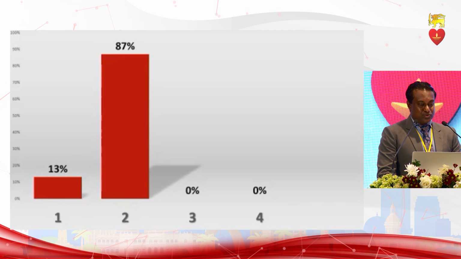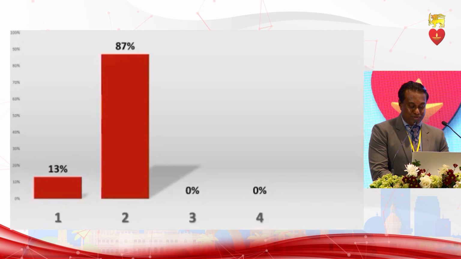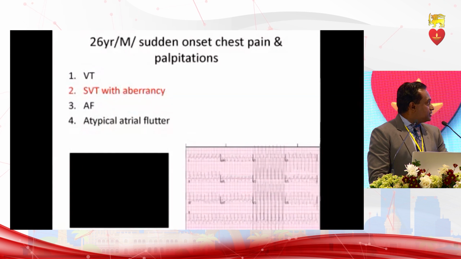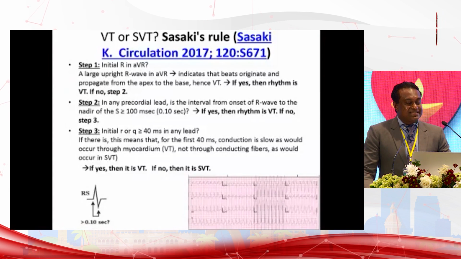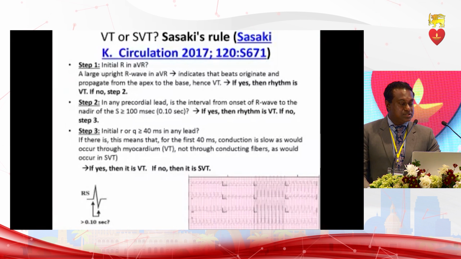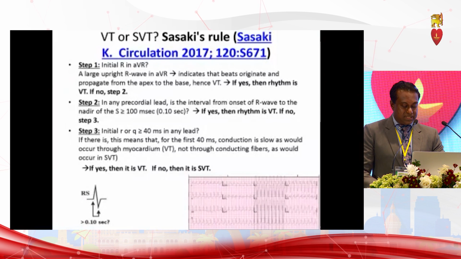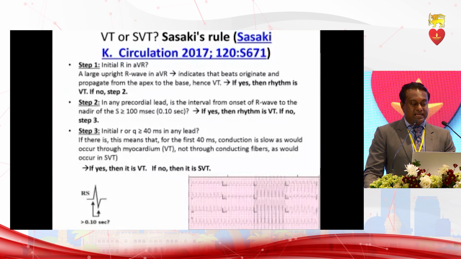Okay. So the answers that we got are excellent actually. It's an SVT with aberrancy. Virtually everybody has got it correct. But I'd like to tell you about Sasaki's rule anyway. Number 1 is whether there's an initial positive R in AVR. AVR is one of the forgotten leads, and this is when it can come to help. In this one, clearly it is completely negative in AVR.